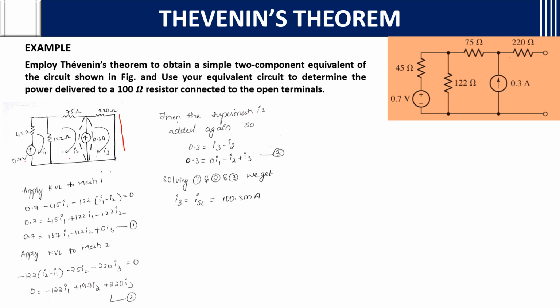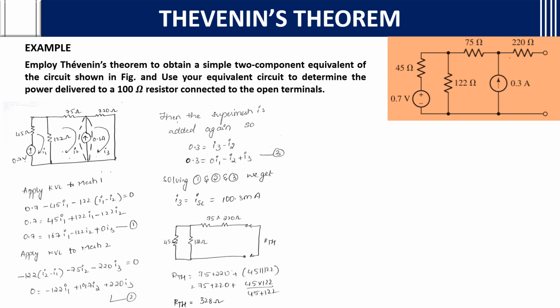The load current is nothing but I short circuit. SC is nothing but short circuit. By solving using calculation, you will get I3 equals ISC equals 100.3 milliamperes. After finding that, we will write only the resistors, remove all other energy sources, and find the RTH.